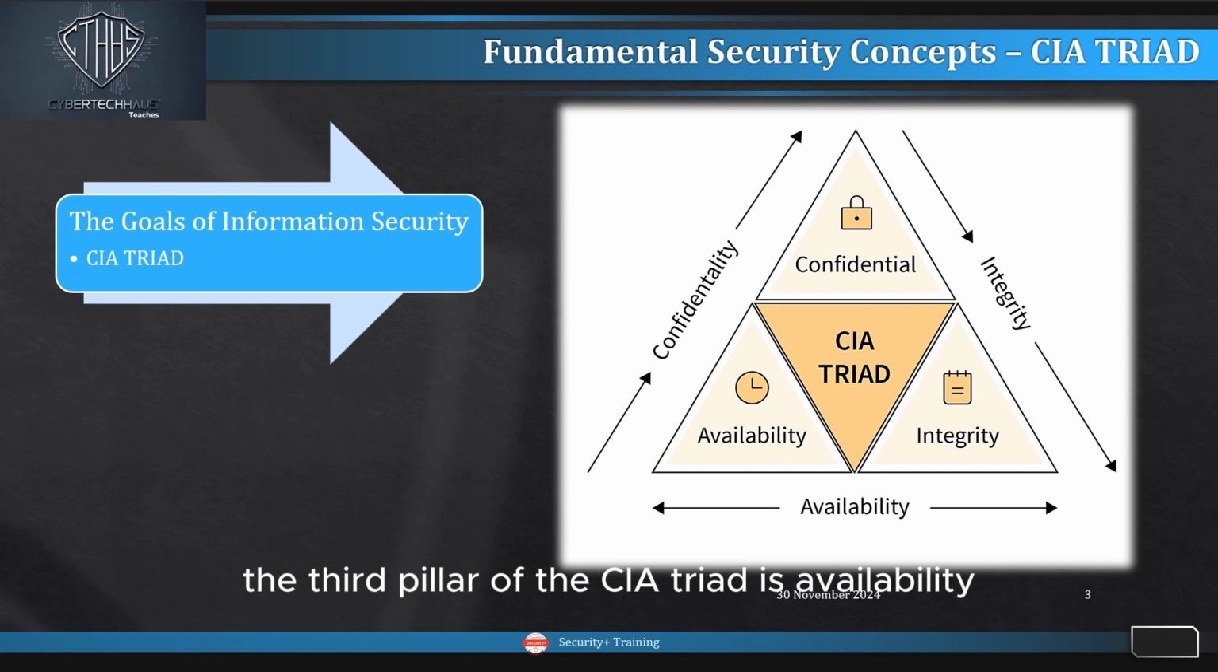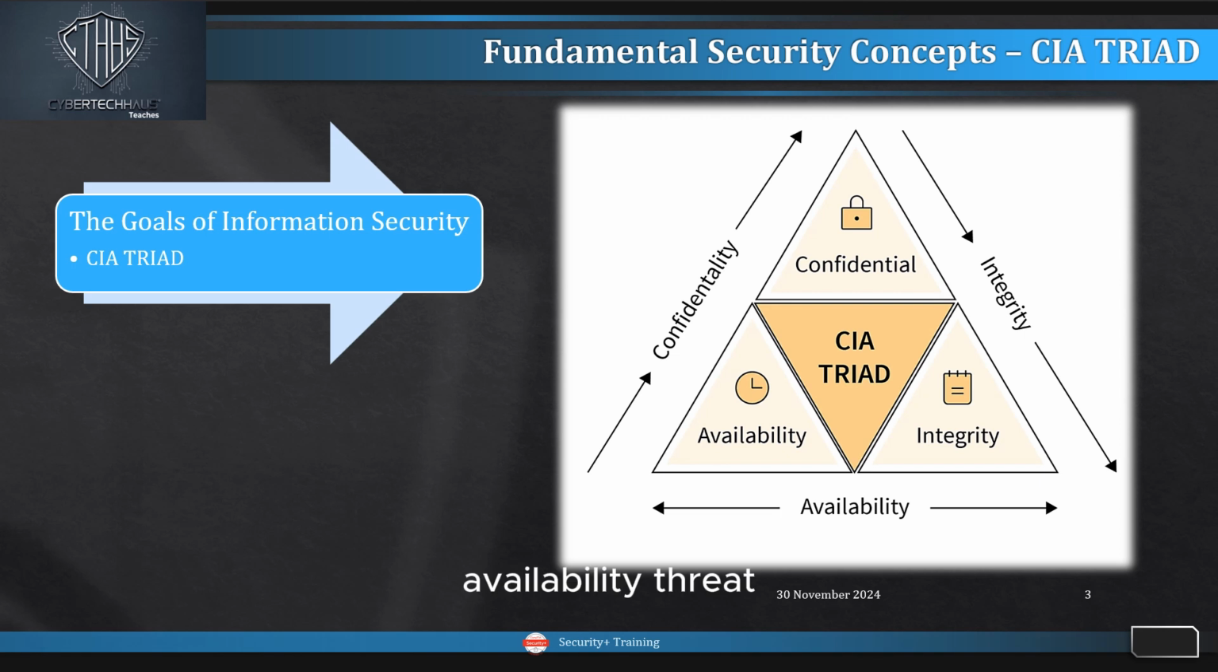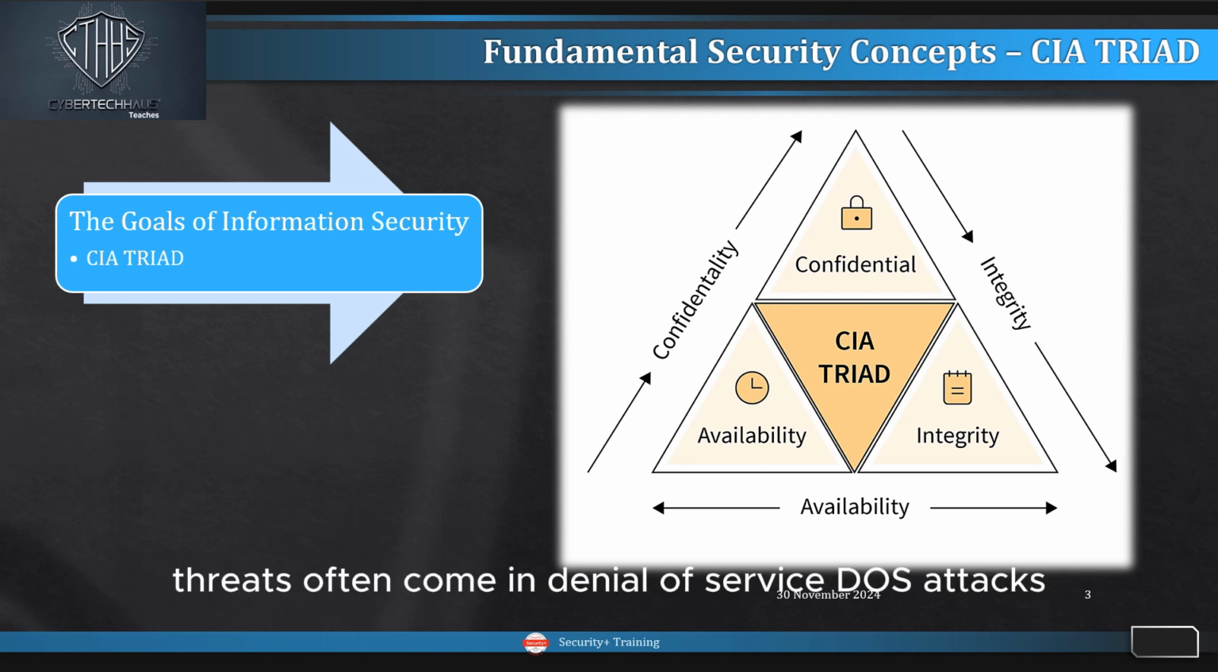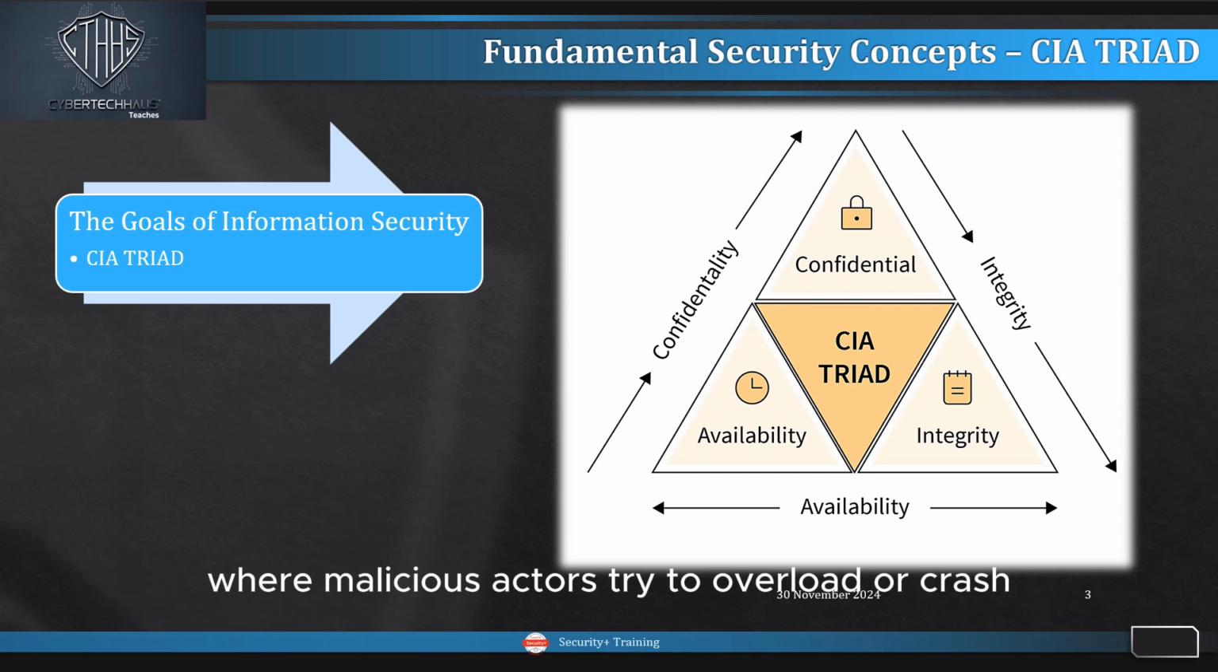The third pillar of the CIA Triad is availability, ensuring authorized users can access information and systems when needed. Without access to critical business resources, operations can be severely impacted. Availability threats often come in denial of service, DoS, attacks, where malicious actors try to overload or crash a system, preventing legitimate users from accessing the necessary data or services. Confidentiality, integrity, and availability form the foundation of adequate information security.